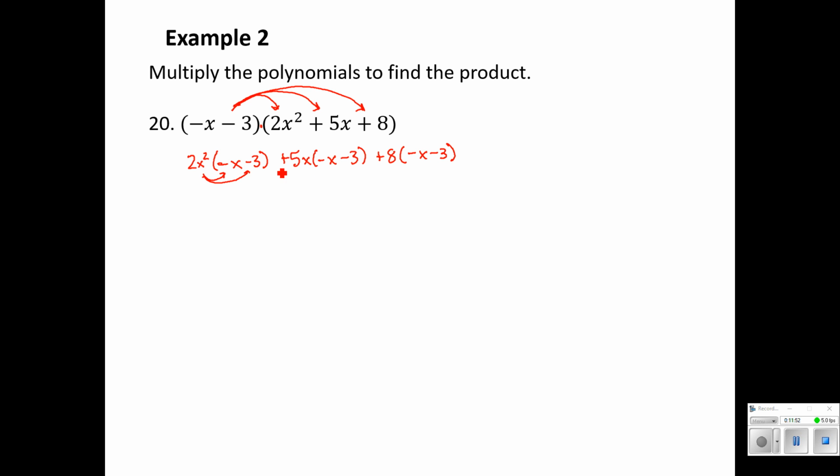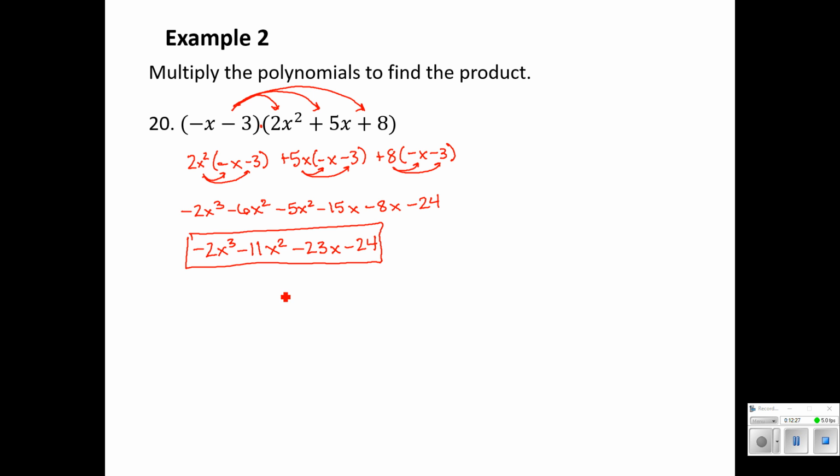Now we've got more distribution. All right, we got to take care of parentheses first, follow our order of operations. So I've got negative 2x cubed minus 6x squared minus 5x squared minus 15x minus 8x minus 24. And finally, we can combine our like terms. Negative 2x cubed minus 11x squared minus 23x minus 24. Really not a horrible amount of writing to do. Most of that's just to make sure we haven't left anything out.